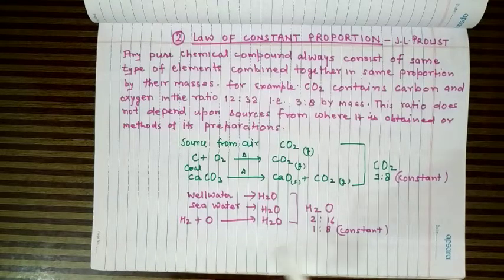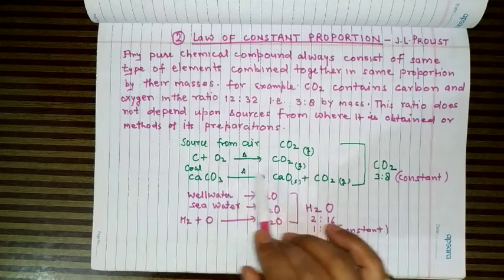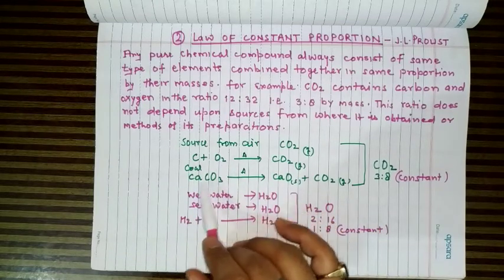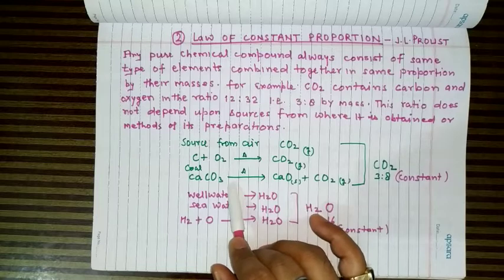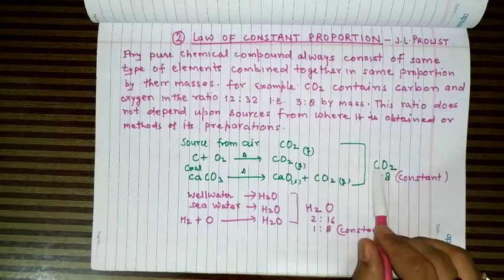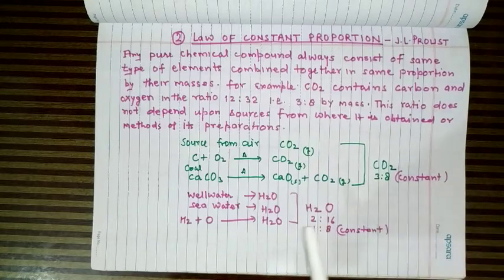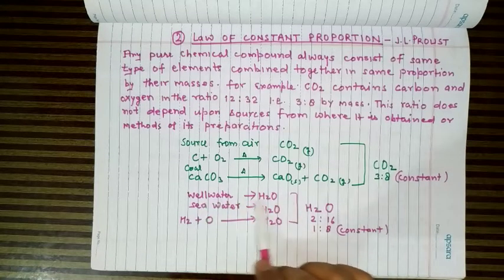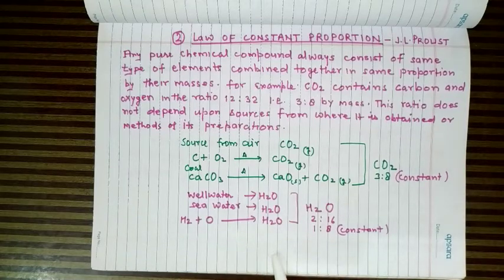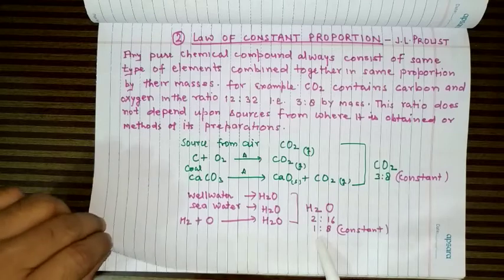For example, if you take carbon dioxide, then irrespective of the sources, whether the carbon dioxide is obtained from air, or it is made by the burning of carbon in oxygen, or by decomposition of calcium carbonate, it is always made of carbon and oxygen, and the ratio between these two elements is 3:8, which remains constant. Similarly, if you take water, whether it is well water, sea water, or made by chemical reaction, water always contains hydrogen and oxygen in the ratio 1:8. So this law is called law of constant proportion.